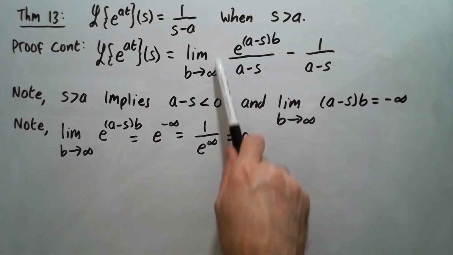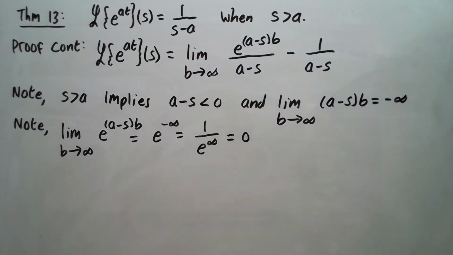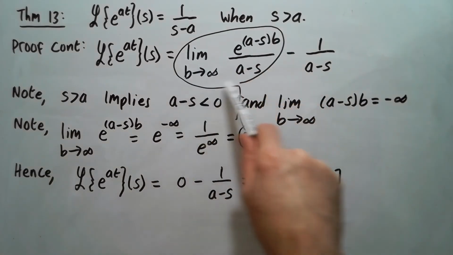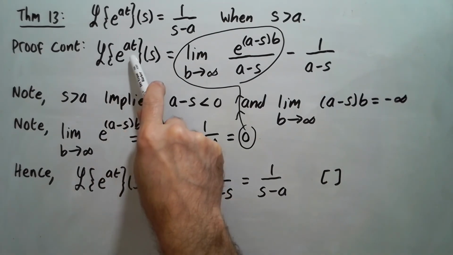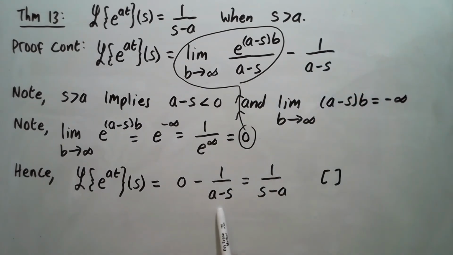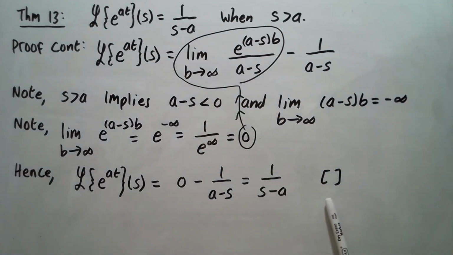Okay, so this part up here then will be 0, and we'll be left with just this term here. Okay, so since this is 0, it means this part up here will be 0. So my Laplace transform then of e to the at will be 0 minus 1 over a minus s. But that minus sign you can bring to the bottom and multiply it in. It'll become then 1 over s minus a. And that's what we're trying to show. So we're done with the proof.